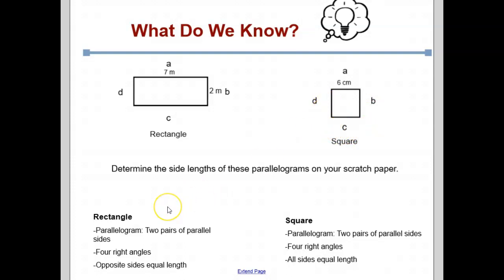You're right, 6 centimeters. This is going to be really helpful because to determine the perimeter of a shape, you need to be able to add all of its side lengths. So you need to know how to determine missing side lengths based on what you know about rectangles.